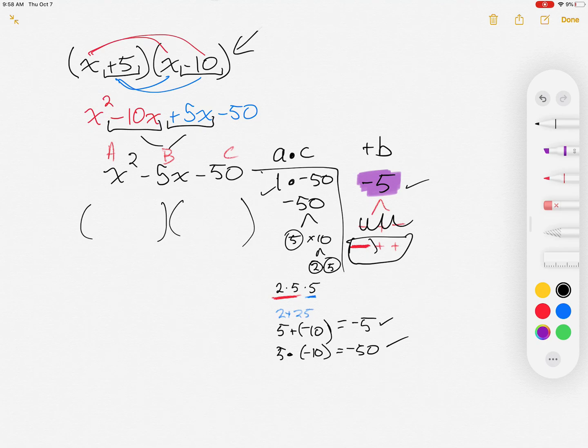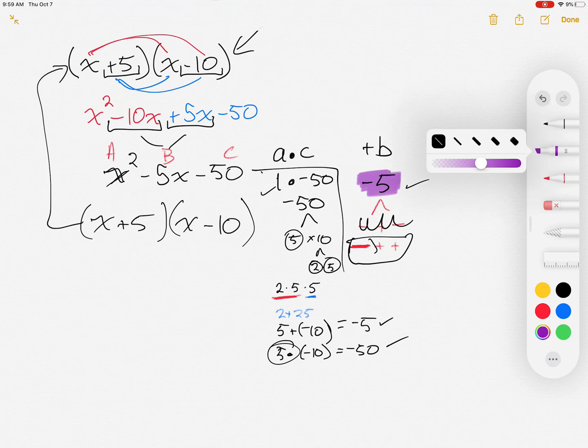We put them into some brackets. And because I have this a value is just x squared, that tells me that it's just x times x. So I'm going to go x plus 5 from here, and then x minus 10. And here, as I go back and check, I know I got the right answer. Okay, so this is how we factor out these trinomials.